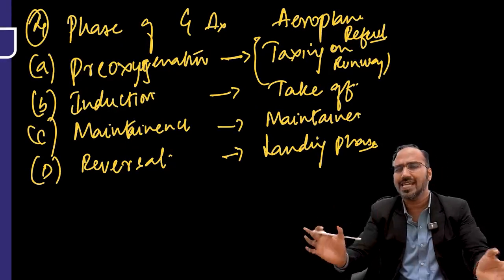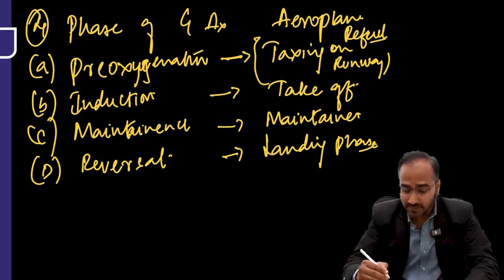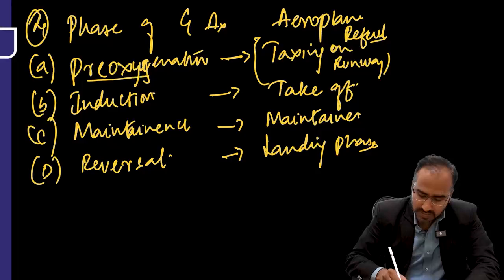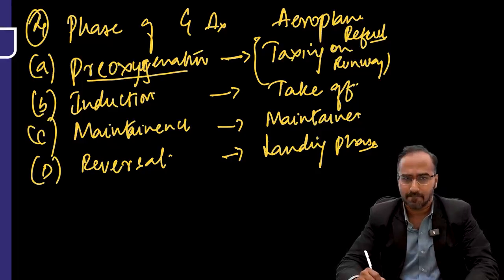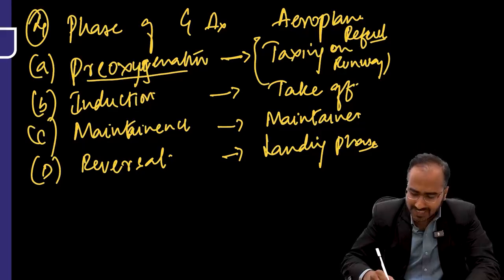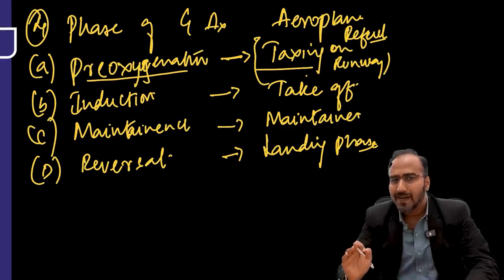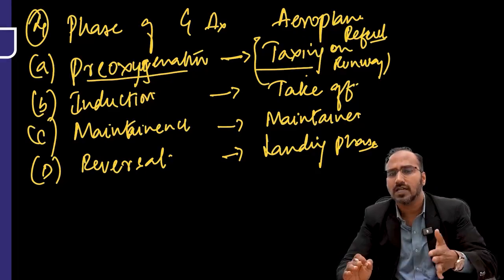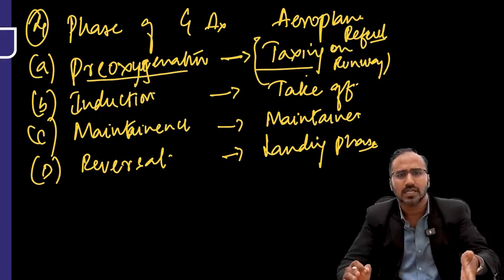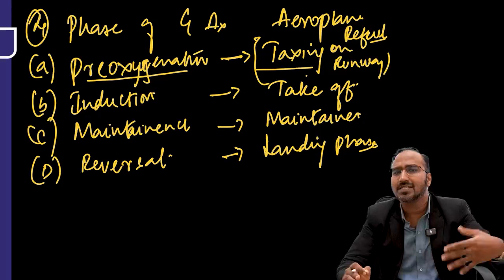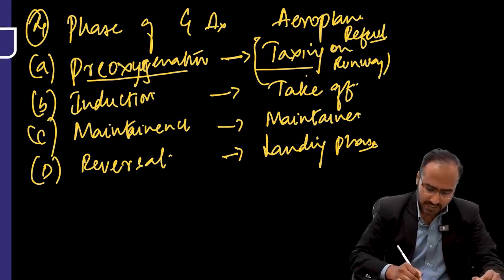Now guys, we will compare. Why are we telling these phases and why are we comparing with the aeroplane? The first phase is called pre-oxygenation. In pre-oxygenation, what should be your aim? Why is pre-oxygenation compared with the refueling phase? Remember, when an aeroplane is taxiing on the runway, it is refueled. In general anesthesia, the first phase is pre-oxygenation. It's like refueling the humans. But instead of fuel, we are giving what? Oxygen to the patient.